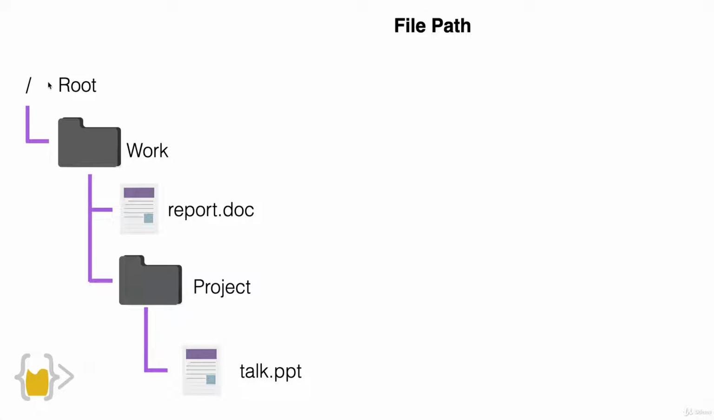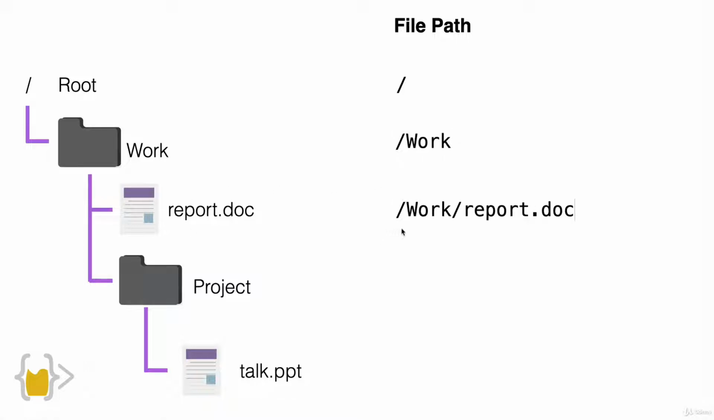Inside our root folder, our Macintosh HD or our C drive, we have a folder called work. Inside that folder, I've got a report Word document as well as a project folder. And then inside that project folder, there's a PowerPoint called talk. Now, if we think about the file paths for each of these things, this is what they might look like. The root is obviously just a /. The work folder will be /work.